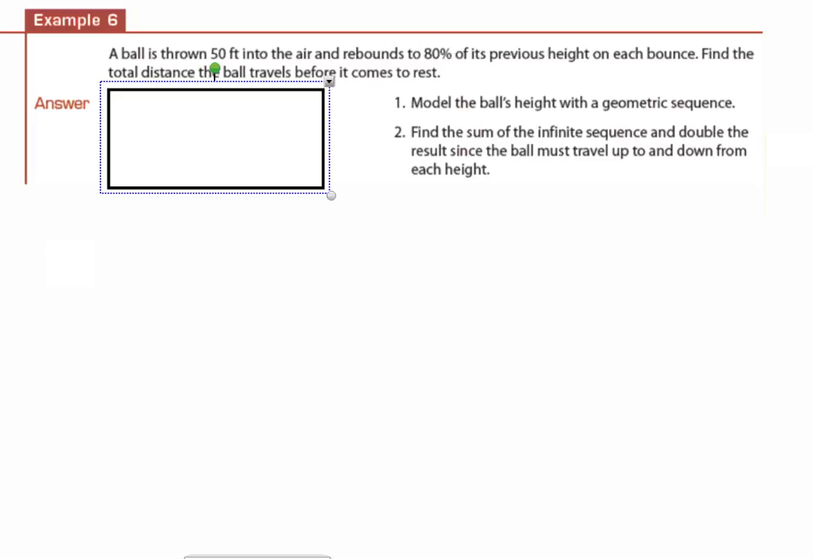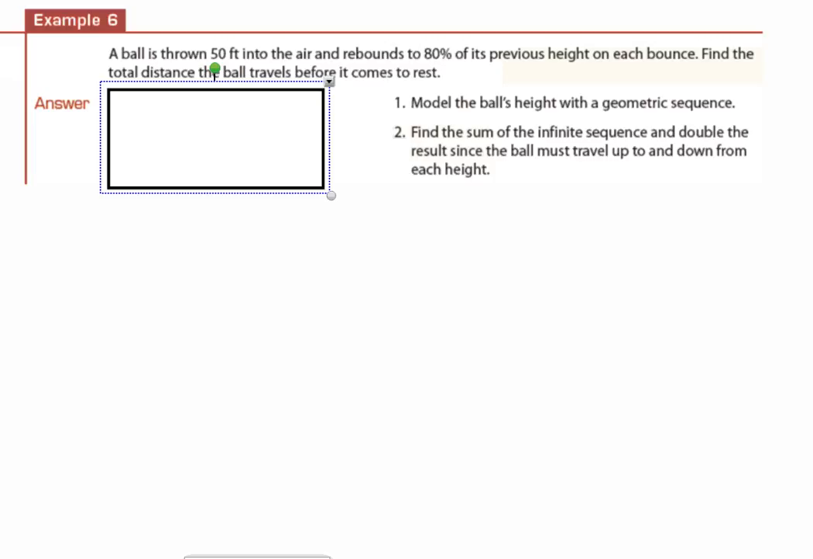One other thought here. A ball is thrown 50 feet in the air and rebounds to 80% of its previous height on each bounce. You guys get the idea, right? Ball's thrown in the air, and it goes 80% each time. Not on carpet, because it wouldn't go 80% on carpet. Maybe concrete, something nice, and it's a nice bouncy ball, right? A Super Ball would probably go 80%.